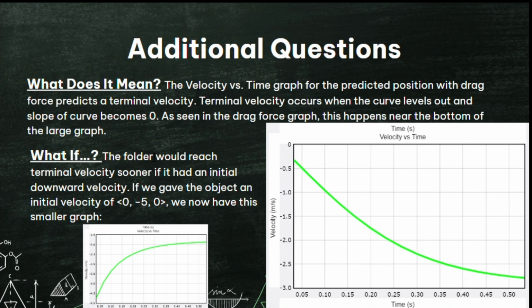And then what if the folder would reach a terminal velocity sooner if it had initial downward velocity? If we gave the object an initial velocity of <0, -5, 0>, we now have the smaller graph. So as you see, it starts leveling out much sooner. It's around 0.3 here, and really like 0.4, 0.45 without it. So it would hit terminal velocity sooner if it had an initial downward velocity.